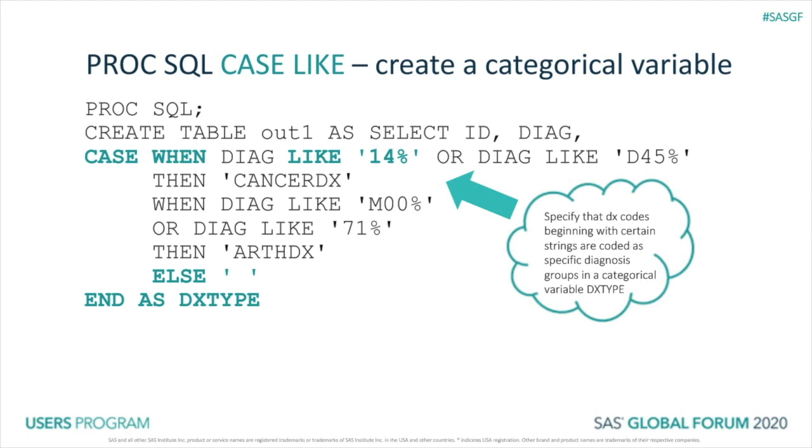The variable on this screen is creating a categorical variable with values such as cancer diagnosis or arthritis diagnosis by using case when like. So I'm specifying that DX codes beginning with certain strings are coded as specific diagnosis groups in a categorical variable, DX type. This is really handy, especially when you're using very large data sets, such as claims data sets with billions of records. This is a very efficient way of sorting through and grabbing the diagnosis codes and categorizing them.